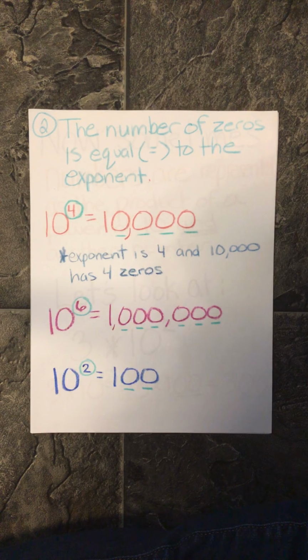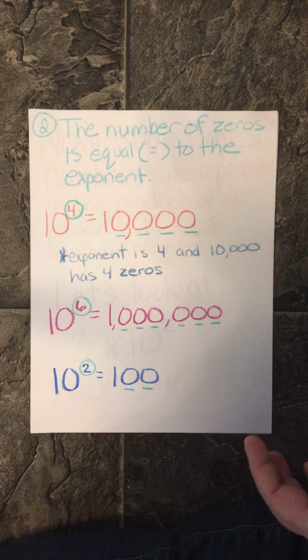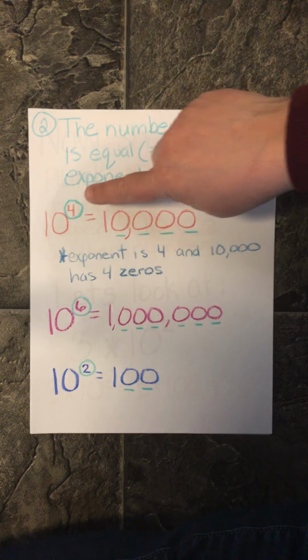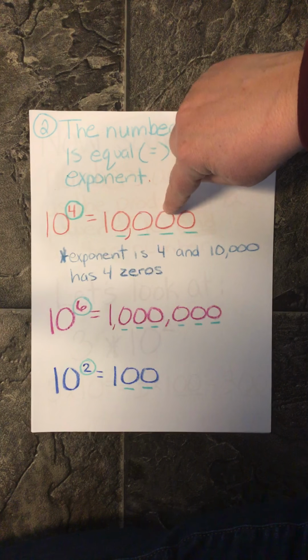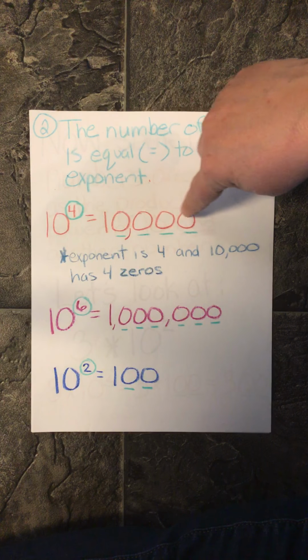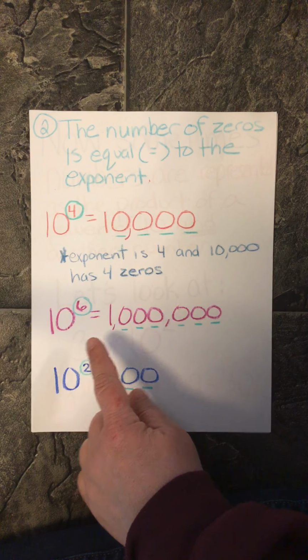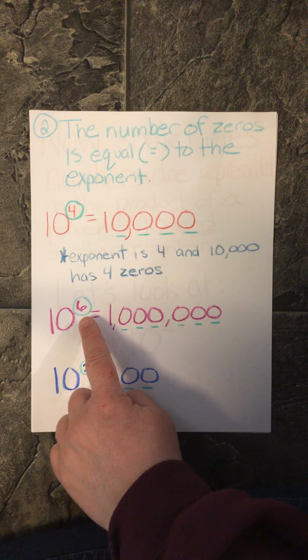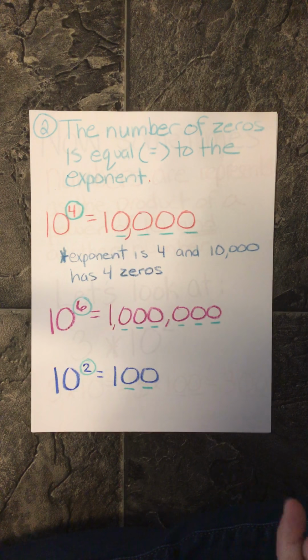The second thing I noticed is the number of zeros in the number written in standard form is equal to the exponent. So 10 to the 4th power equals 10,000 because there's 4 zeros. The exponent is 4. 10,000 has 4 zeros. 10 to the 6th power, which is 1 million, the exponent is 6, and there are 6 zeros in standard form.